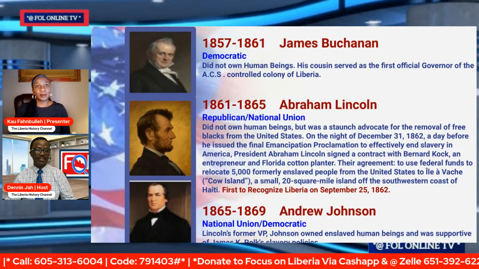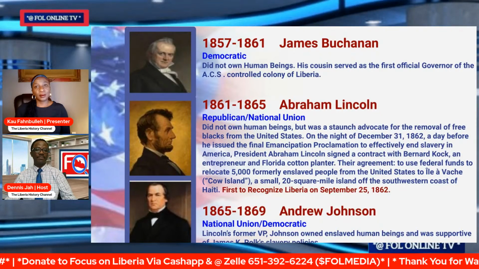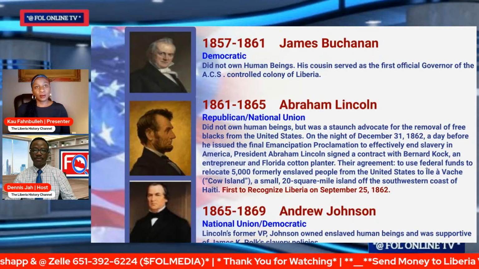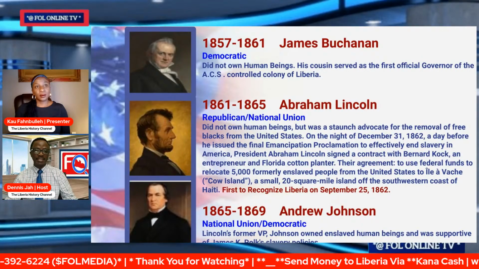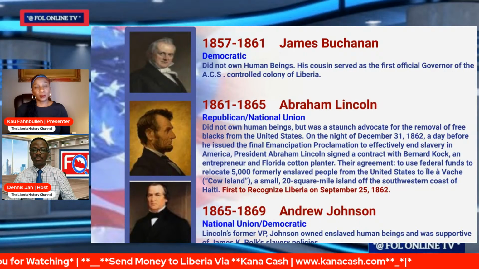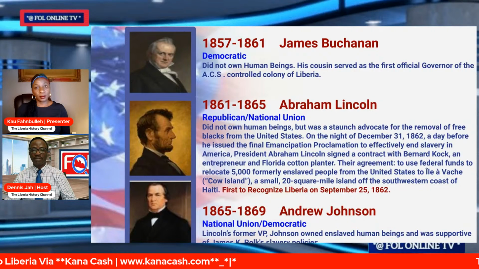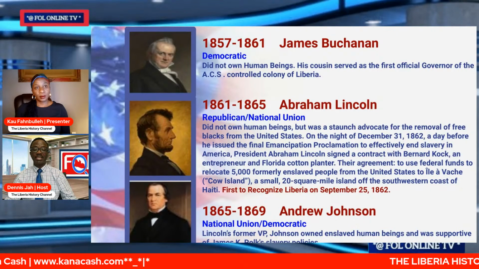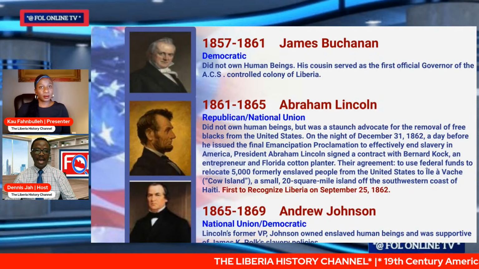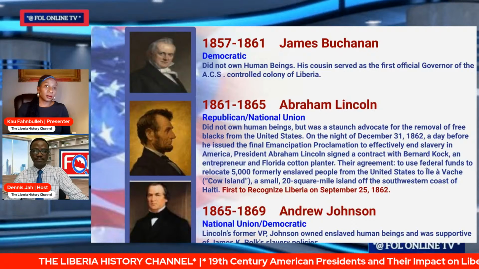Abraham Lincoln, 1861 to 1865, did not own human beings, but was a staunch advocate for the removal of free Blacks from the United States. On the night of December 31st, 1862, a day before he issued the final Emancipation Proclamation to effectively end slavery in America, President Abraham Lincoln signed a contract with Bernard Kock, an entrepreneur and Florida cotton planter.